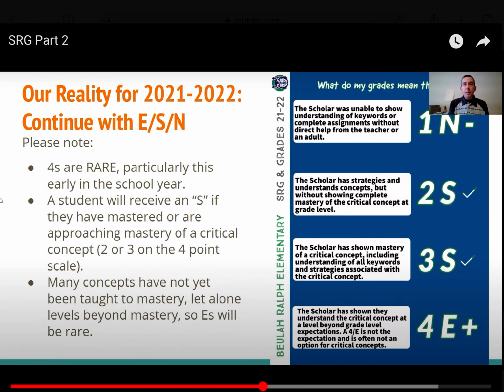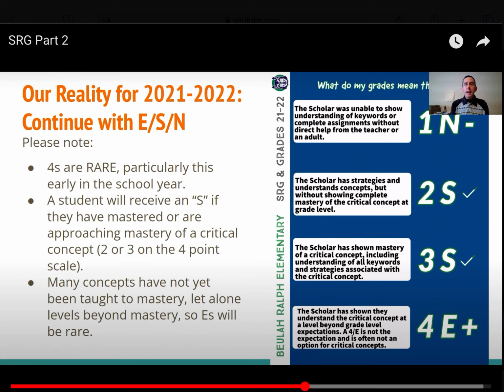Our reality for this school year, however, is we're going to continue using the traditional E, S, and N grade card system. Every critical concept will have a score of either E, S, or N. If you are a parent of a child who's been in grades K through 2 the last several years, that would be the same as a plus, check, or minus. But every critical concept this year will be using an E, S, or N.